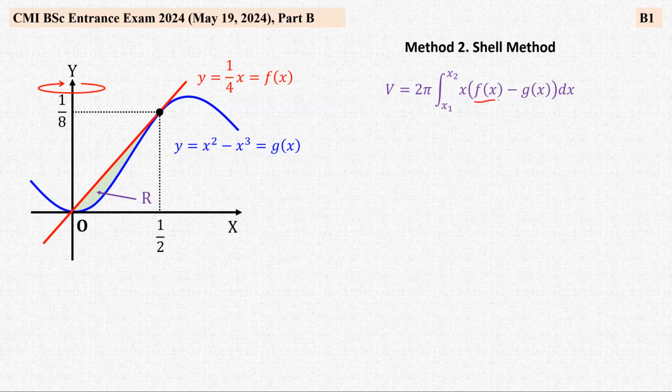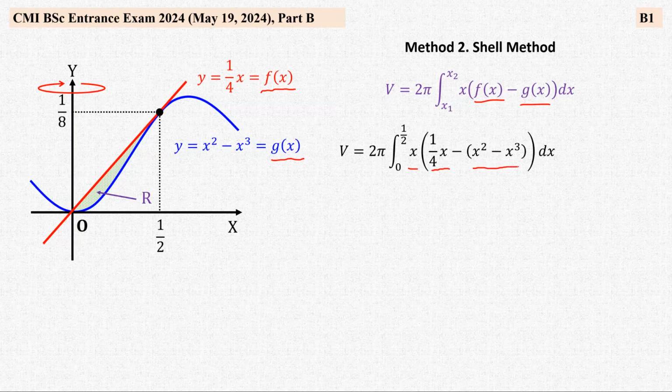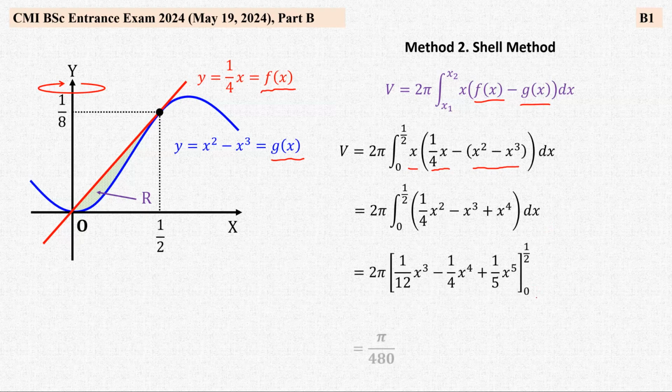This time, f of x must be the upper function, hence it is the linear function. And g of x must be the lower function, hence it is the cubic function. Therefore, the volume is given as 2 pi times the integral from 0 to 1/2 of x times the linear function 1/4 x minus the cubic function x squared minus x cubed. So we simplify the integrand, and we do the integral, and this gives the volume pi over 480.